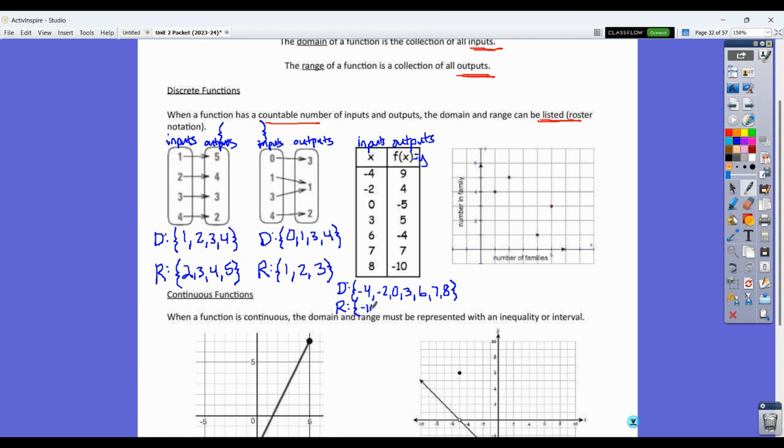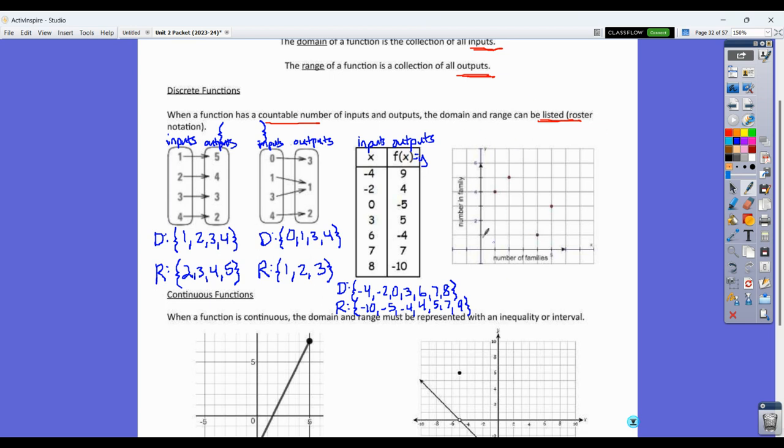So -10 would be the smallest, then -5, then -4, and then, oh, no, we don't have a 0 in this one. I was thinking there was a 0. And then let's see, we have 4, 5, 7, and 9, and none of them repeated, so I'm just making sure that I don't repeat any of them, but they're all listed there. So that's my domain and range.